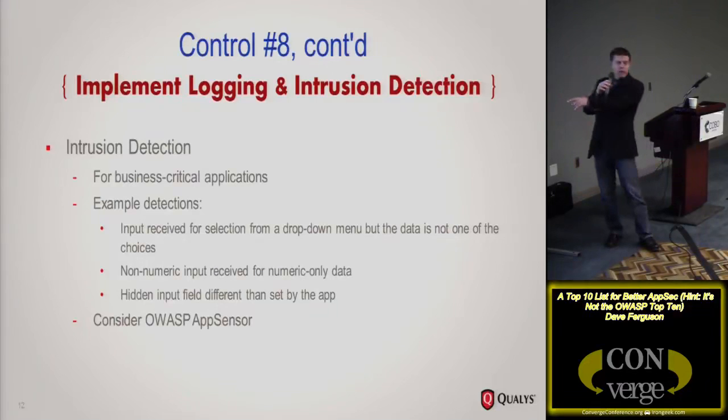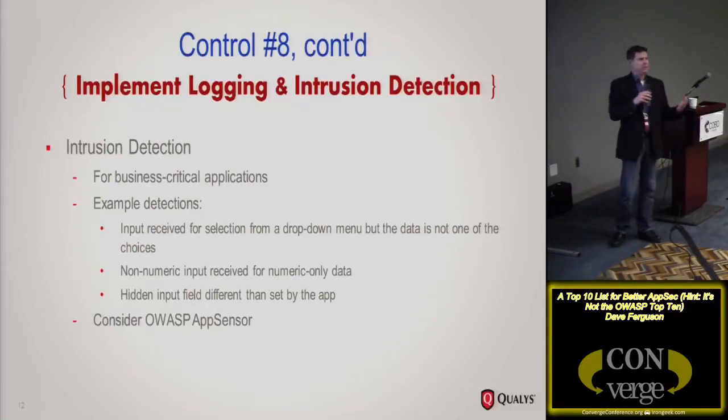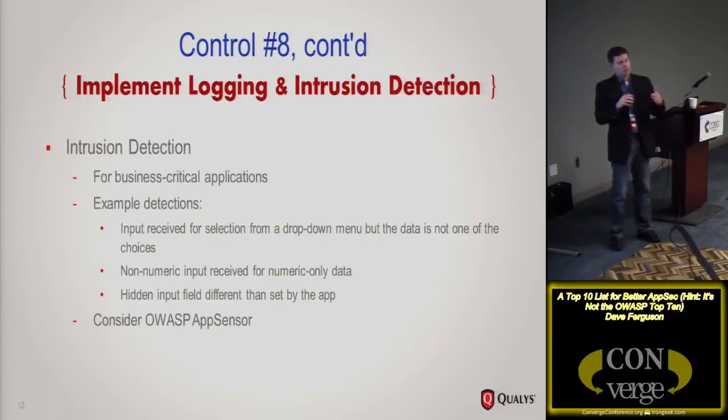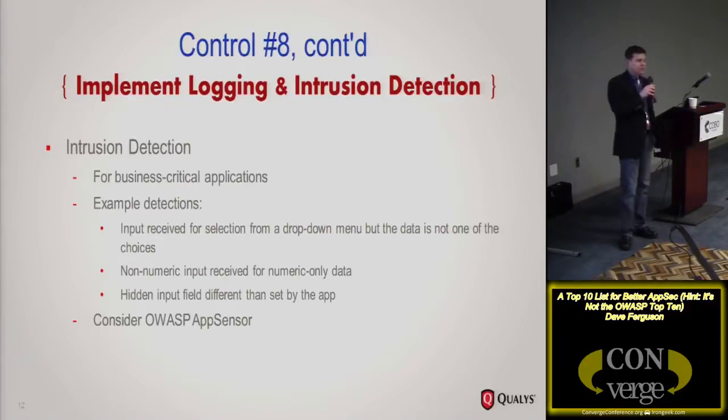That's the idea. The OWASP AppSensor is a way to implement this kind of functionality. It's built for sensing when there might be an attack and then taking some sort of action, whether that's killing the session or something else. Maybe it's just logging. But AppSensor is a way to implement this kind of intrusion detection within your web application. So where would you use this?